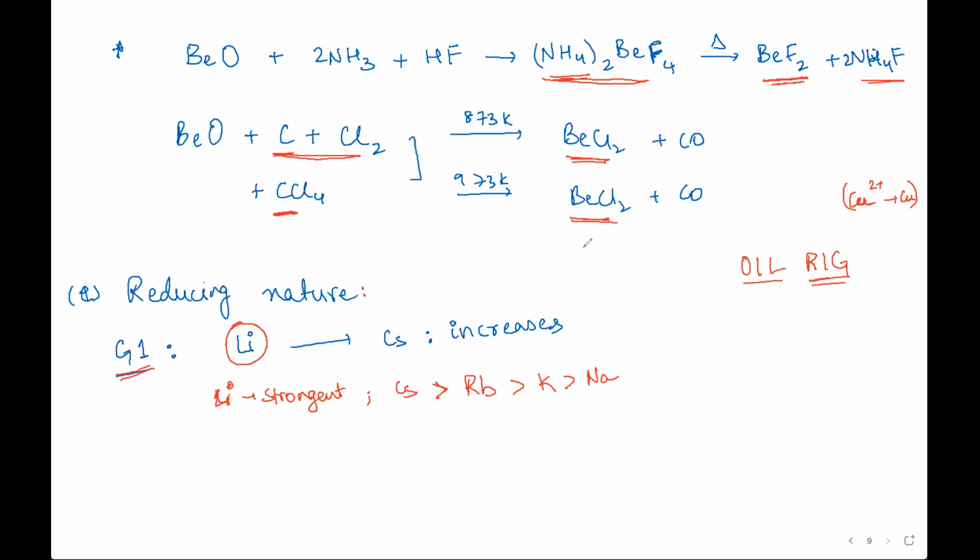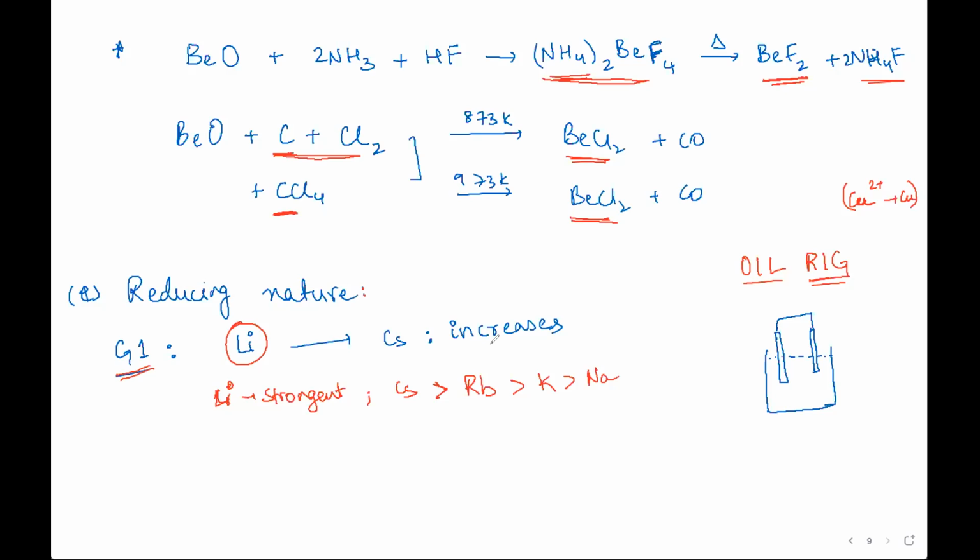So the reason is the reducing nature. Generally, whenever you're doing oxidation reduction reactions, you have studied redox reactions, right? So do you know what the standard electrode potential is? Yes, ma'am. But could you just go over the definition once, if it's okay? Yeah, sure. So basically, reducing nature is always in comparison of one element with the other, right?